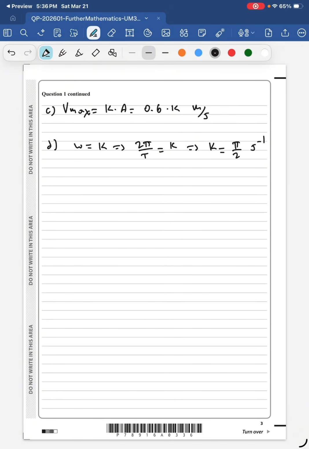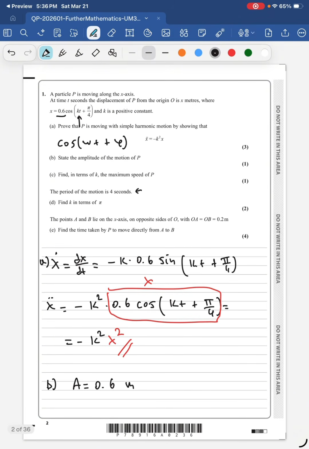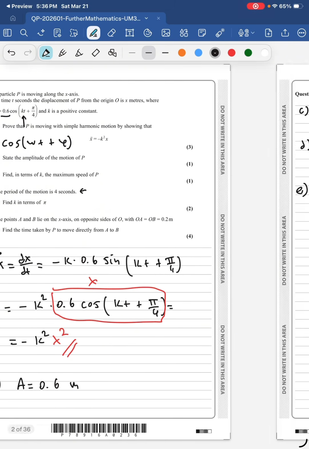All right, and E, this was a little bit trickier. Find the time taken by P to move directly from A to B, and they give you an additional piece of information. The points A and B lie on the x-axis on opposite sides of O, with OA equals OB equals 0.2 meters.